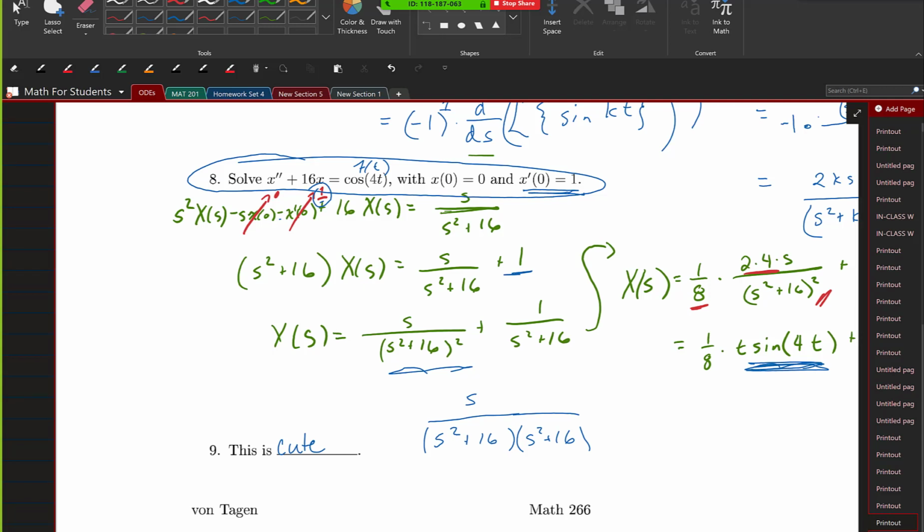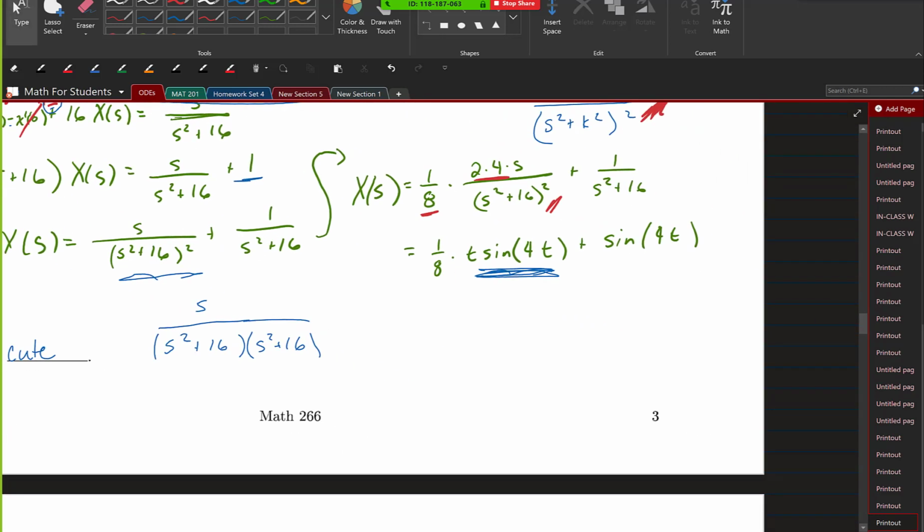I did not stop to talk about this special case yet, and I hope to be able to do so again. Look at what our answer came out to be for this problem. Is there anything that's a little bit alarming for describing how this spring behaves? We added t on the sine 4t. Yeah.